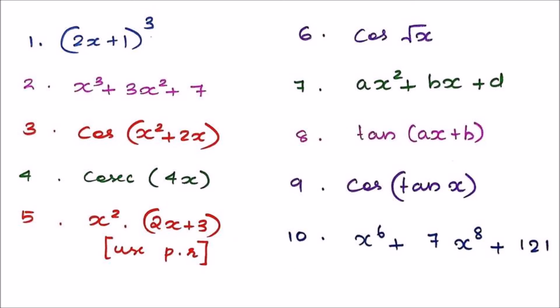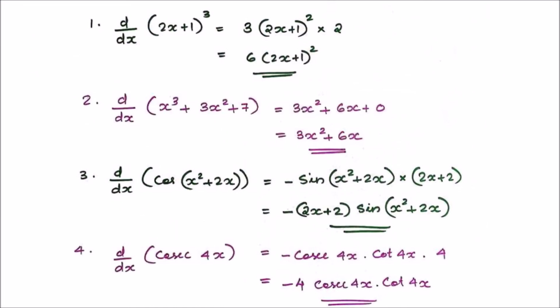Now look at these questions. You can pause the video and try to obtain the answers by yourself. Then we'll discuss. Look at the first question. Derivative of (2x plus 1) the whole cube. This is similar to the case x raised to n. So we can obtain the answer as 6 into (2x plus 1) the whole square.